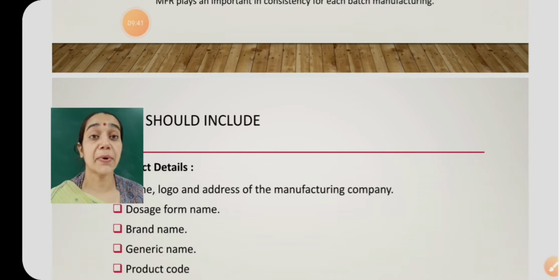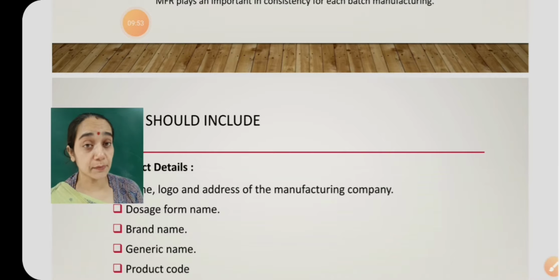Then what is its brand name? For example, if I take paracetamol tablet, then Pacimol is available, Crocin is available, and paracetamol tablets are available; these are the brand names.